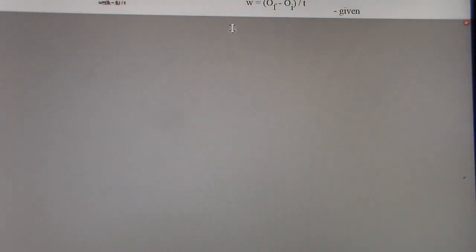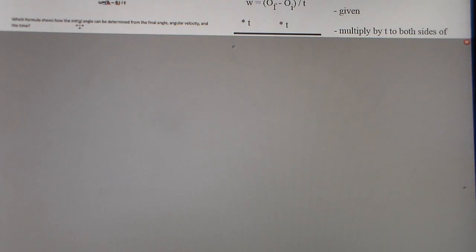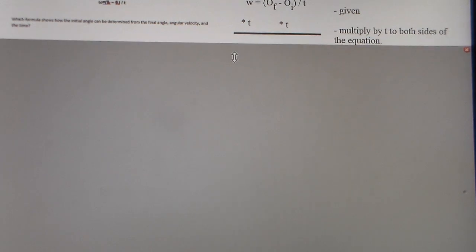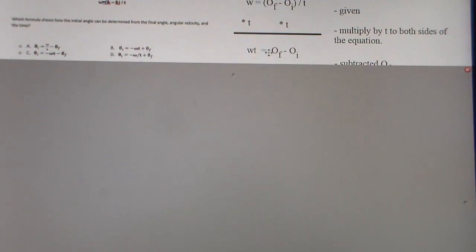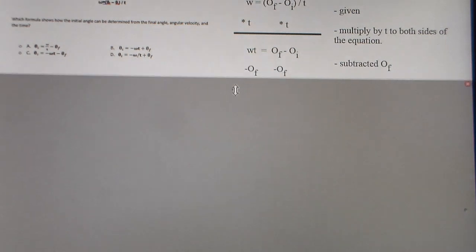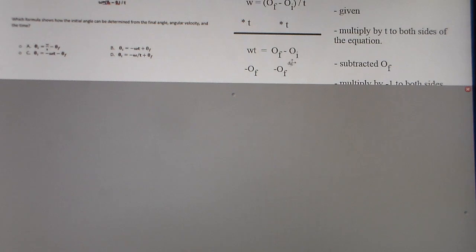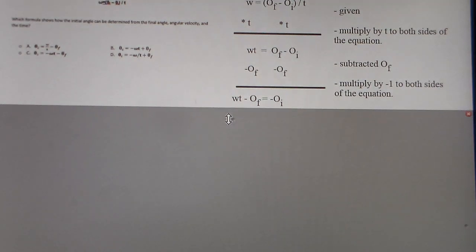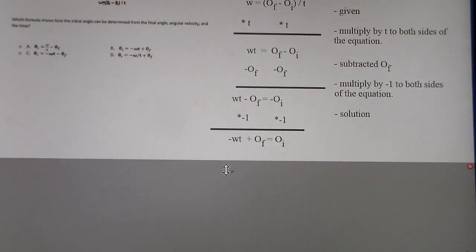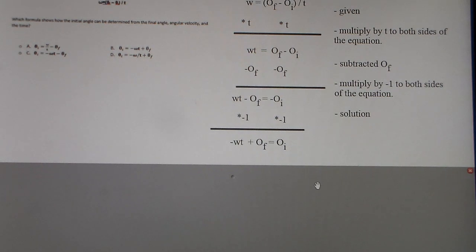Number 20. This is once again another one of those problems where we have to try isolating. In this case, our goal is to isolate the initial angle. So we multiply both sides of the equation by t. So we get Wt equals the final angle minus the initial angle. We subtract the final angle from both sides because our goal is to get the initial angle all by itself. When we do that, we get Wt minus the final angle equals negative the initial angle. We then have to multiply both sides by -1, so we have a positive initial angle all by itself. We have a formula right here: negative Wt plus the final angle equals the initial angle. We isolated the variable that we wanted to get by itself.